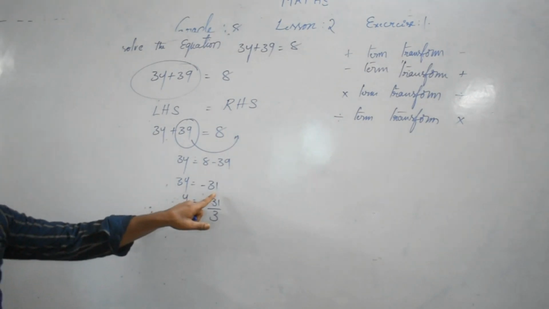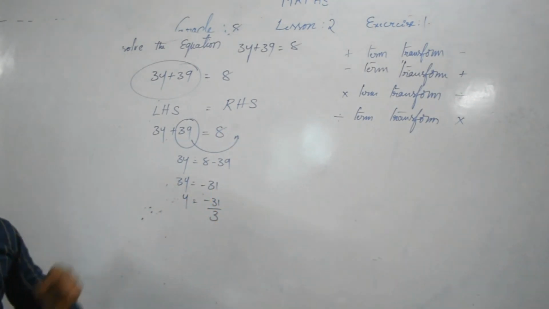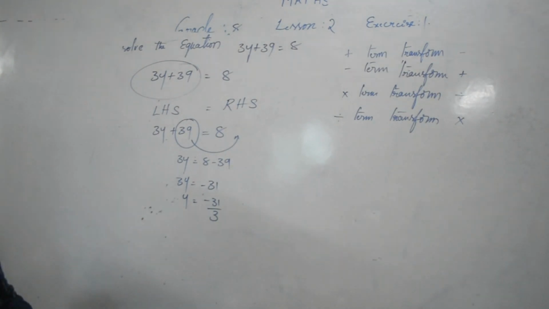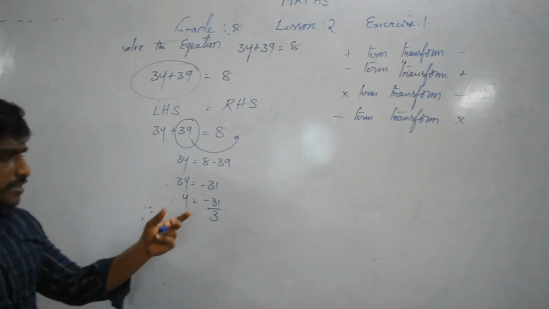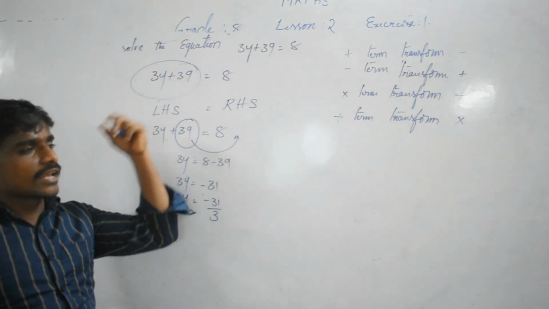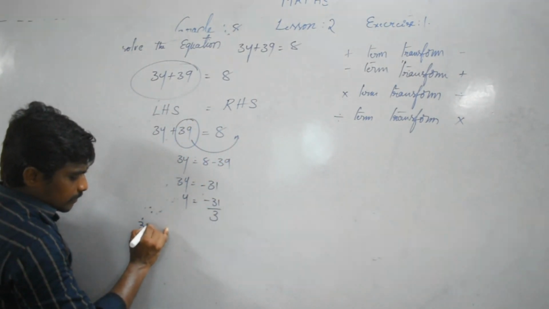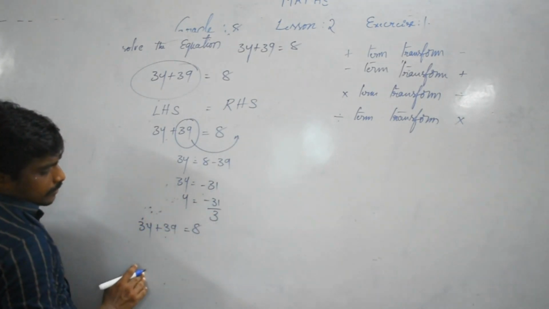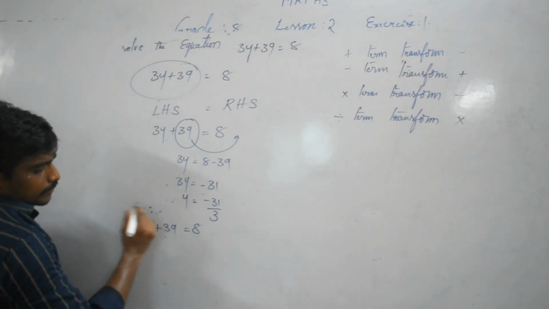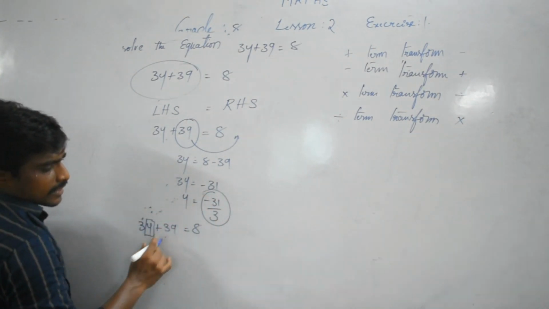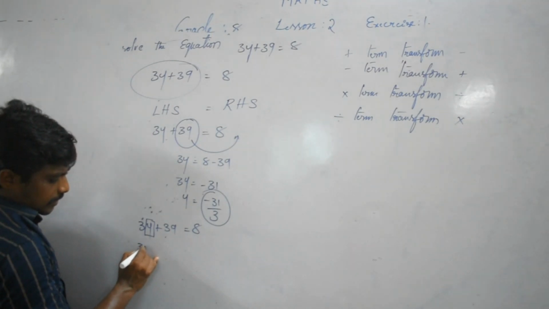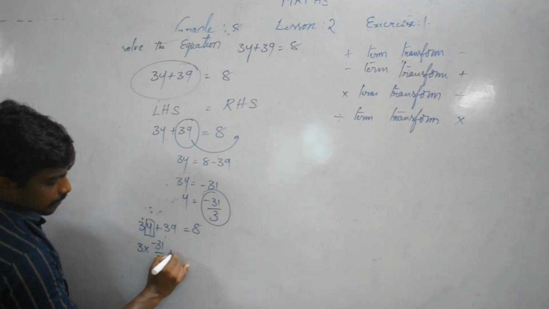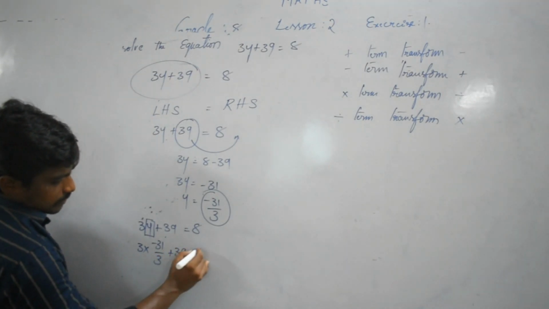So how much is the y value? Minus 31 by 3. Is this a right answer or a wrong answer? Once we substitute in the LHS, 3y plus 39 is equal to 8. How much is the y value? Minus 31 by 3. The 3 crosses out. Minus 31 by 3 plus 39 is equal to 8.